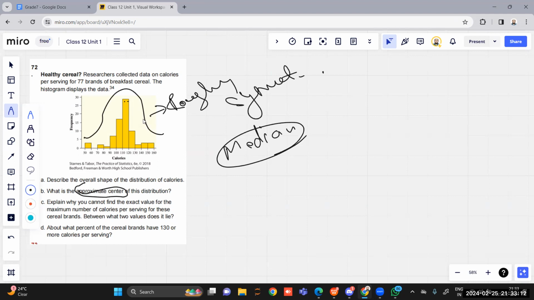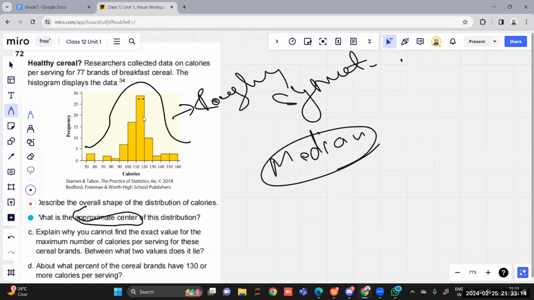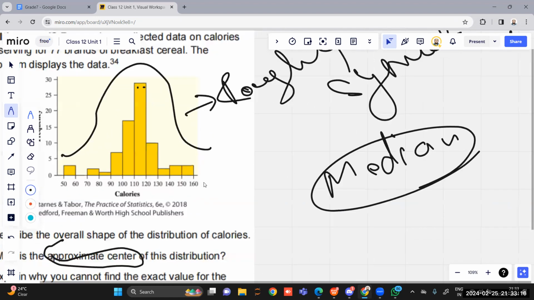What we need to do here, first we have to see 160 is the highest and 50 is the lowest. Yes or no? Yes. So what will be the exact center? Counting from 50 to 160, I think this 110 is the exact center. So this will be the median.